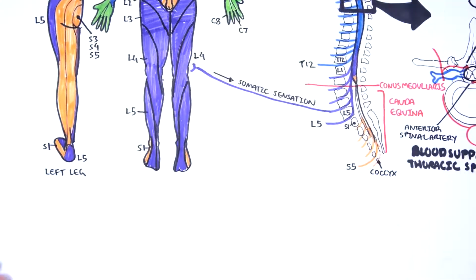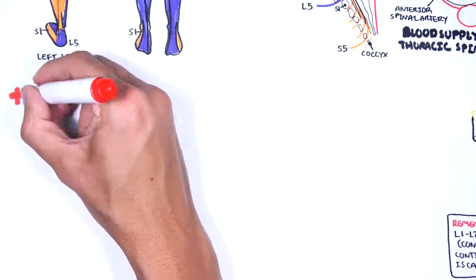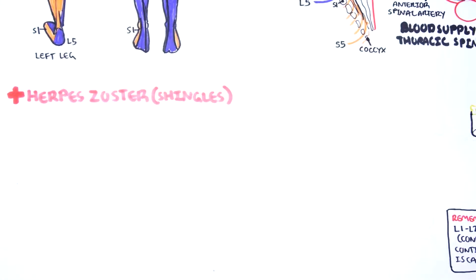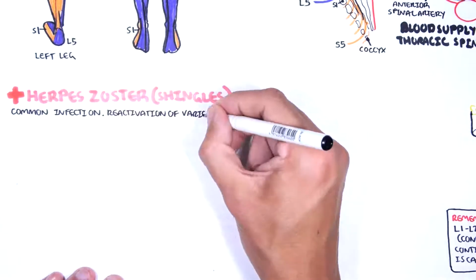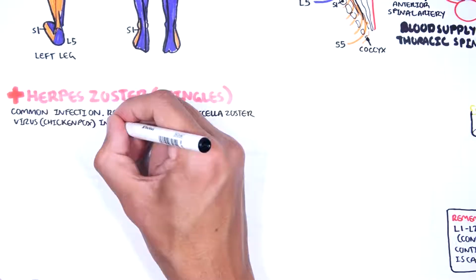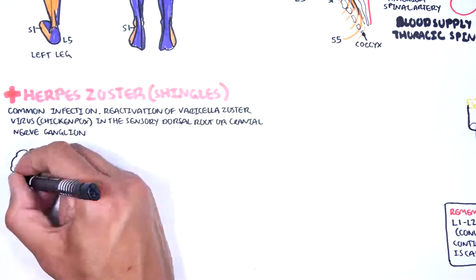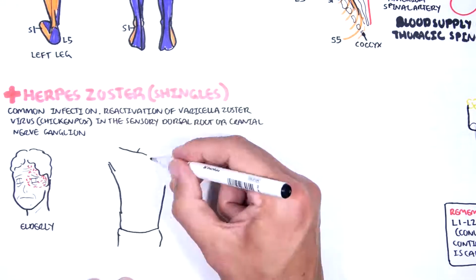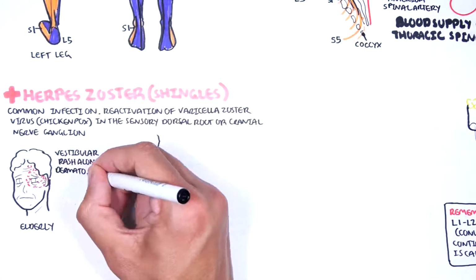After learning a bit about dermatomes and sensory nerve fibers, we can now discuss some clinical anatomy, focusing on the herpes zoster infection, also known as shingles. Shingles is a common infection. It's the reactivation of the varicella zoster virus, which is the chickenpox virus, in the sensory dorsal root or cranial nerve ganglion. It manifests in the elderly usually and is characterized by a vesicular rash along a dermatomal distribution.